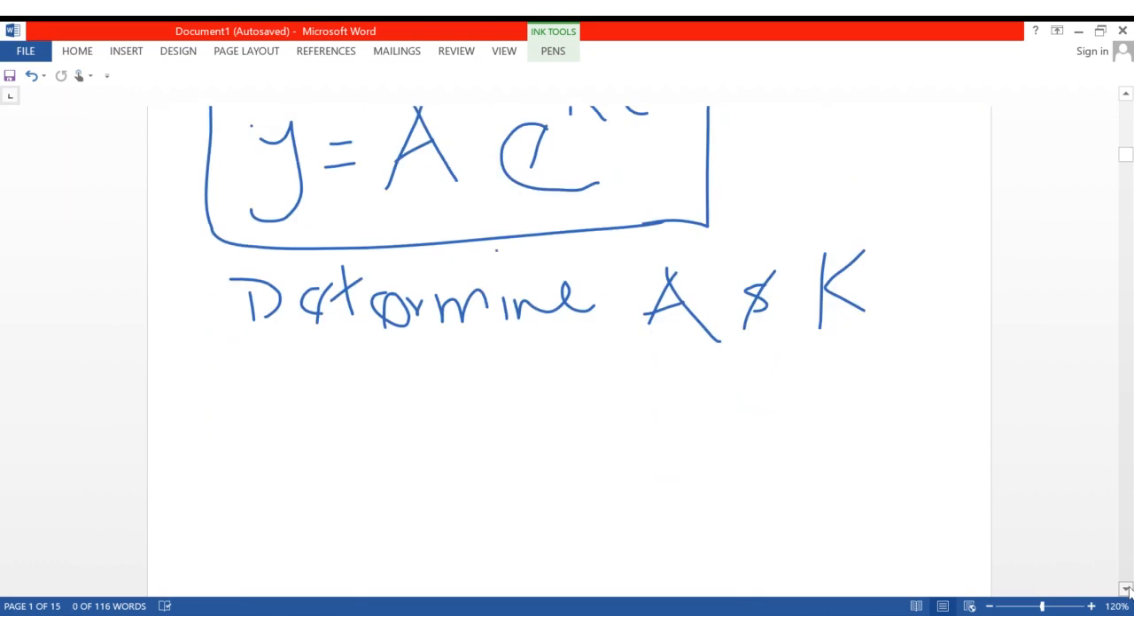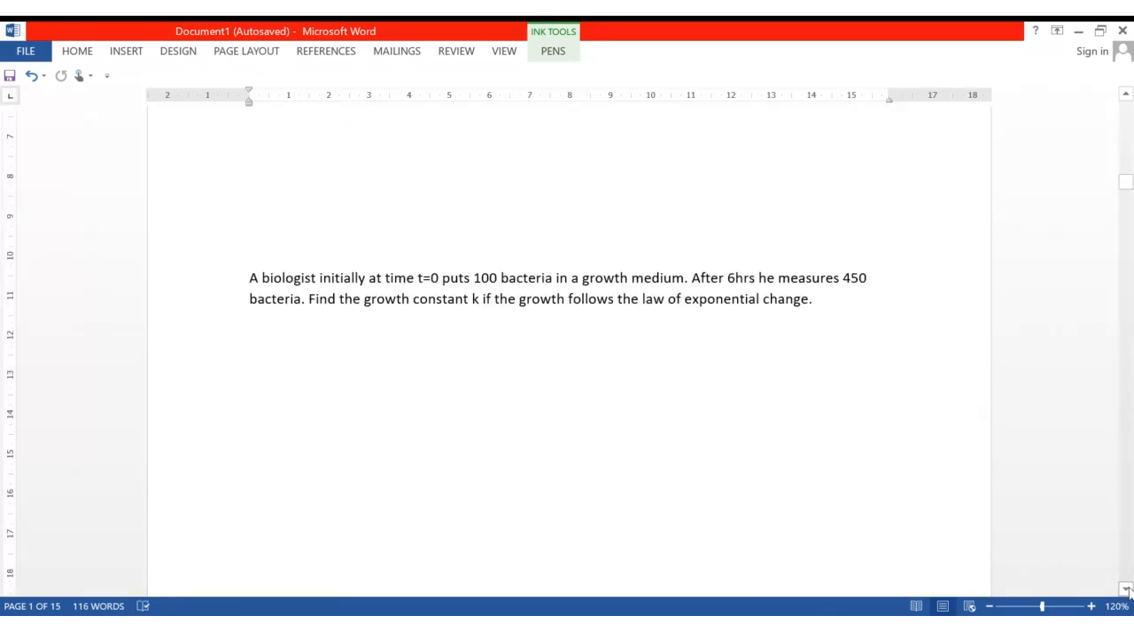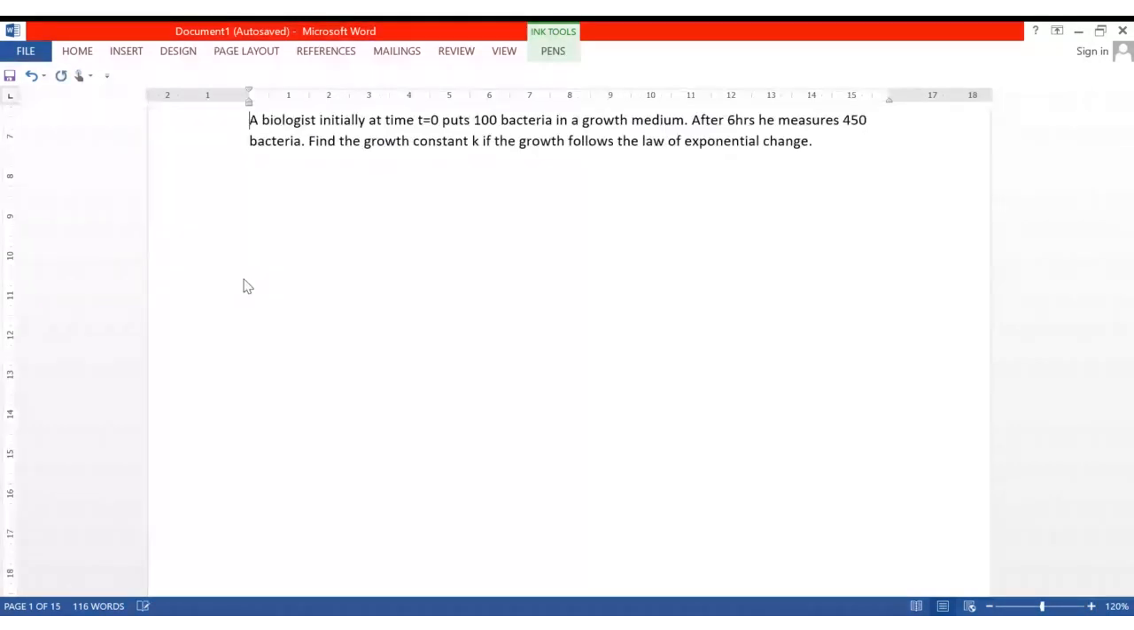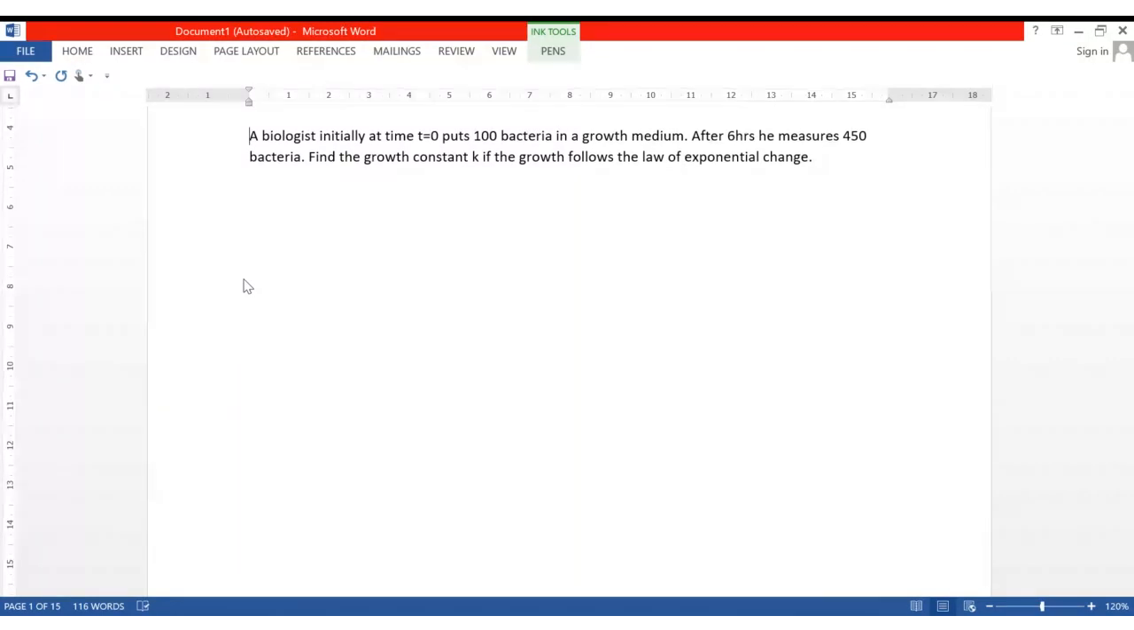I think I'll just jump to an example I've written here. Hope you can see the example. The example reads: a biologist initially at time t is equals to 0 puts 100 bacteria in a growth medium. After 6 hours, he measured 150 bacteria. Find the growth constant k if the growth follows the law of exponential change. We want to solve that. Basically, it is a law of exponential change question.